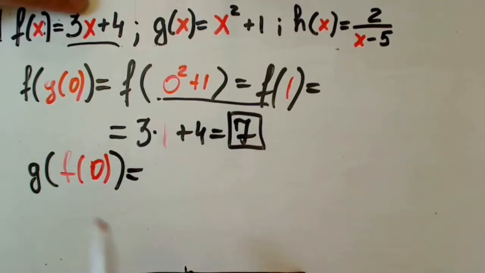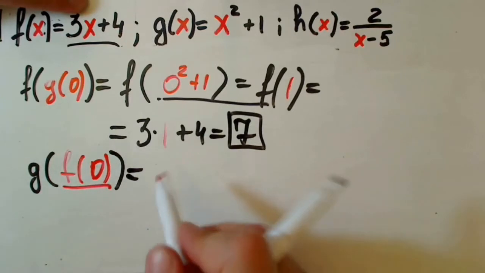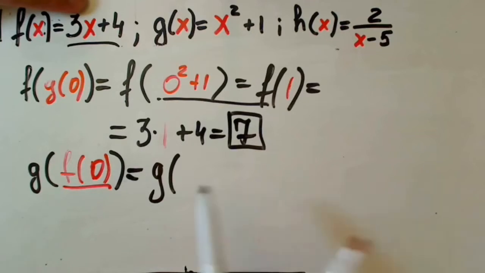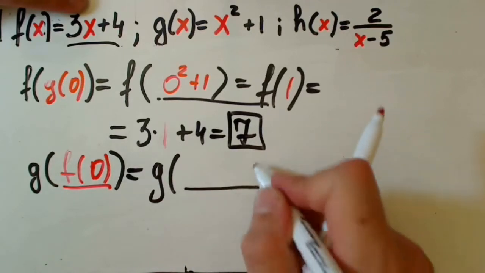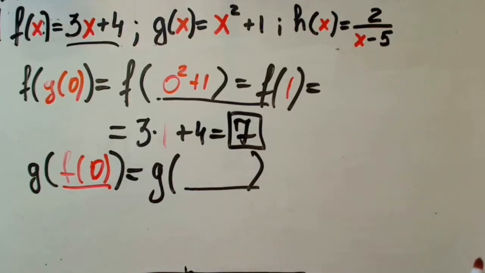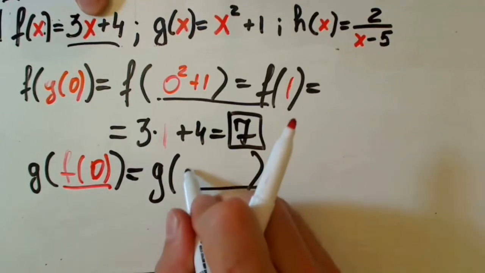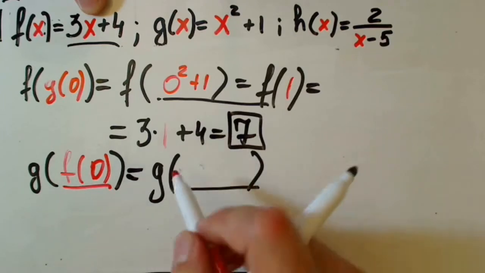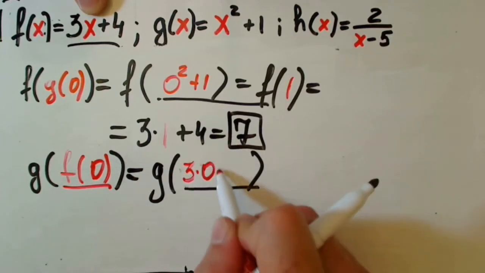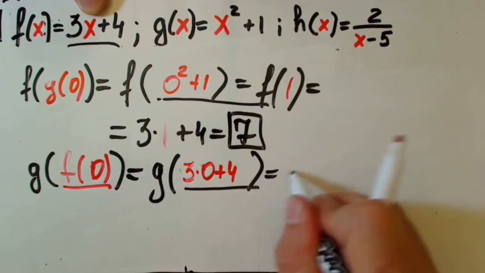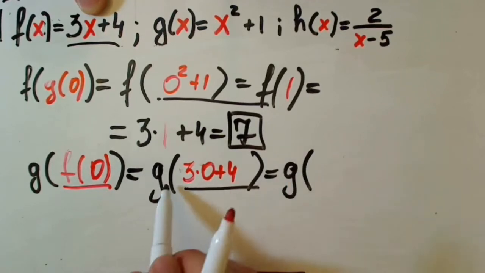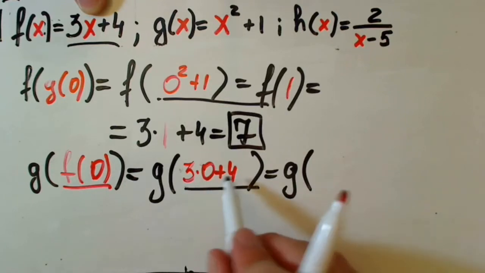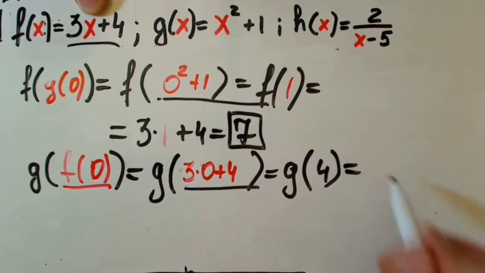Now next example, we have the opposite, we have g of f of 0. It means now our input is f of 0. Okay, let's leave g alone for now. What is our input? Our input is f of 0, which is 3 times 0 plus 4, and we have g of what? It's not 7. 3 times 0 plus 4, just g of 4.